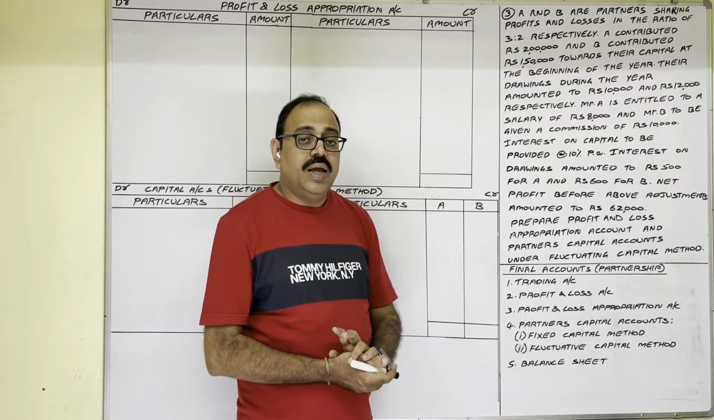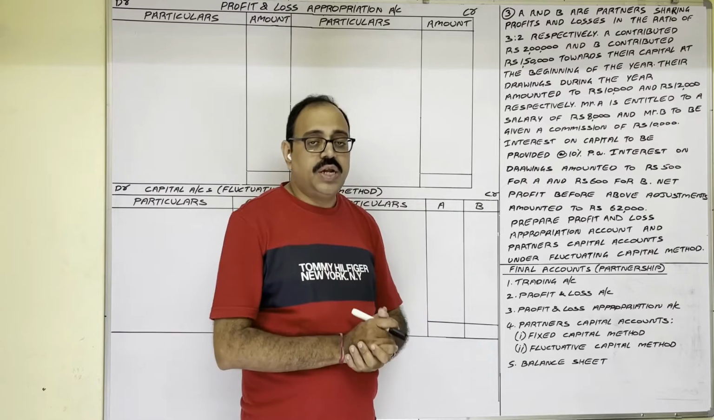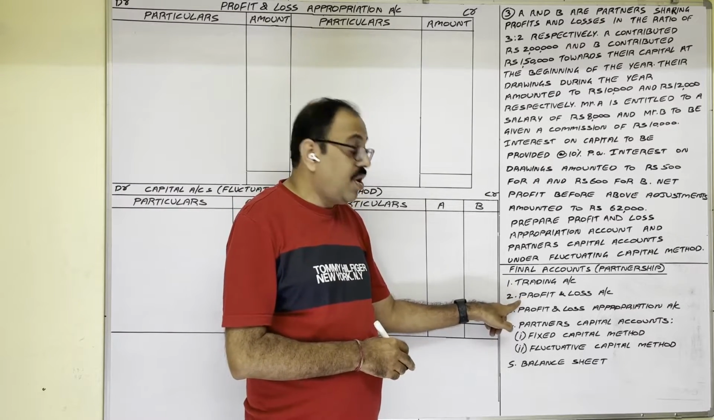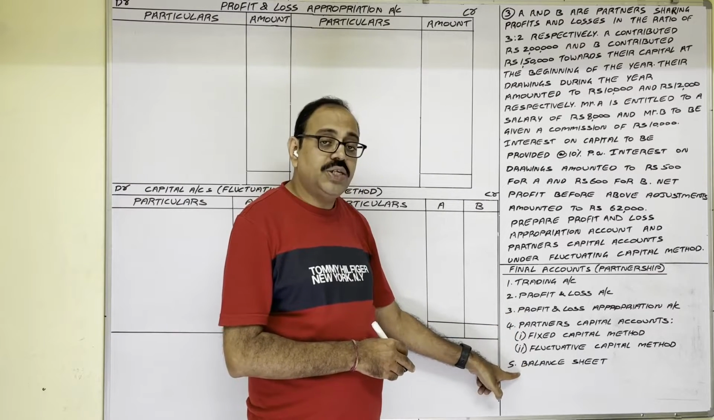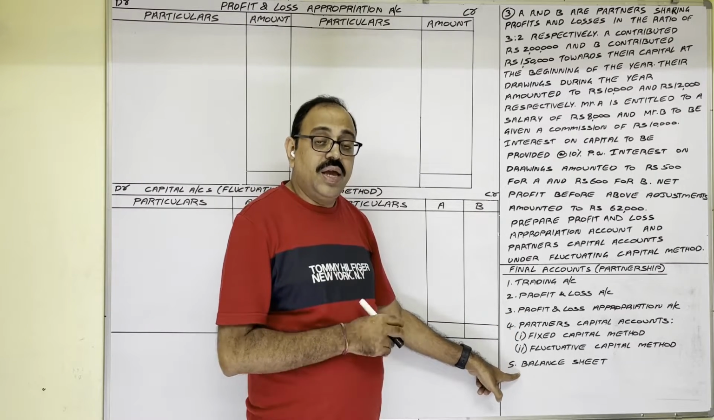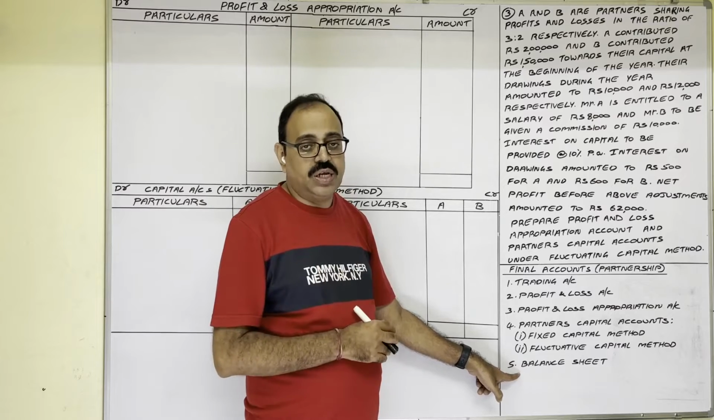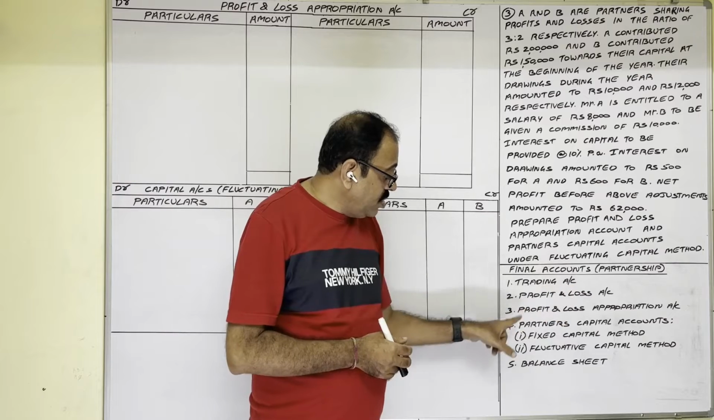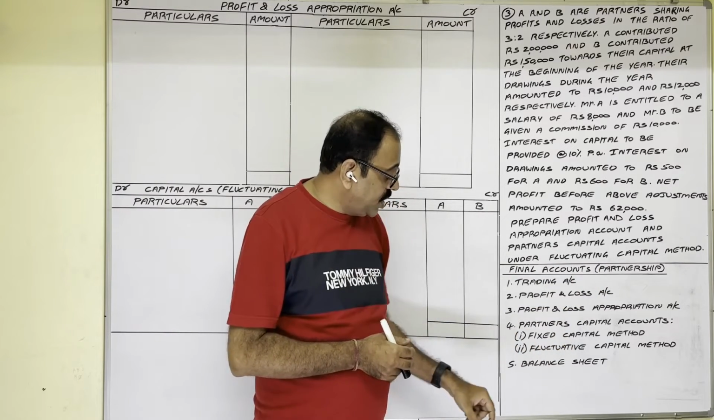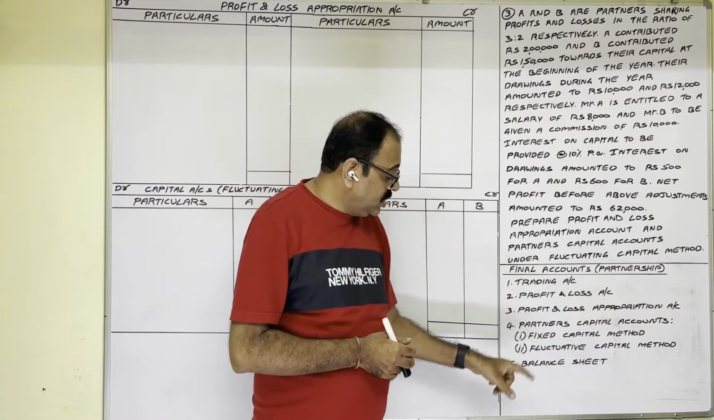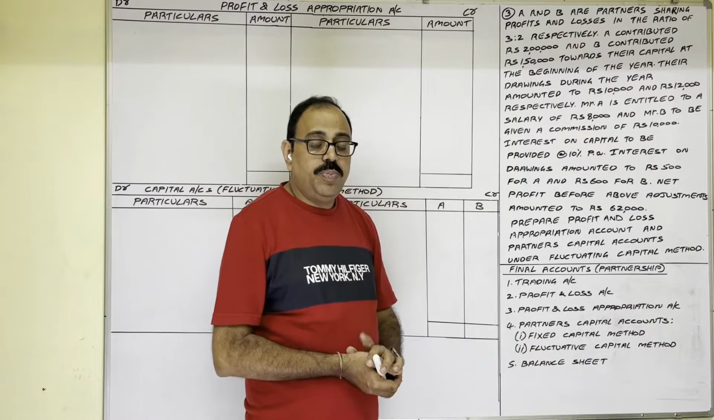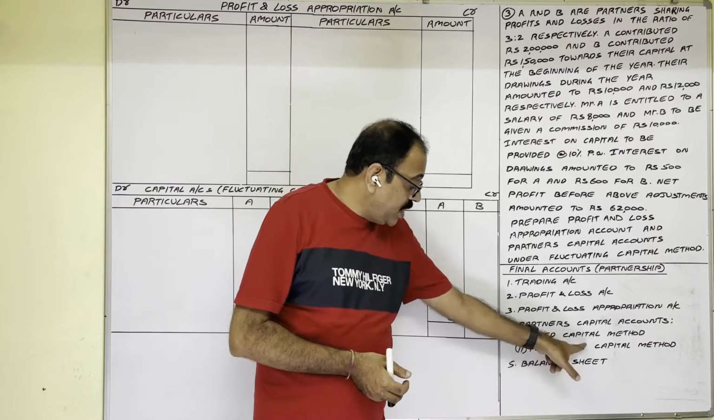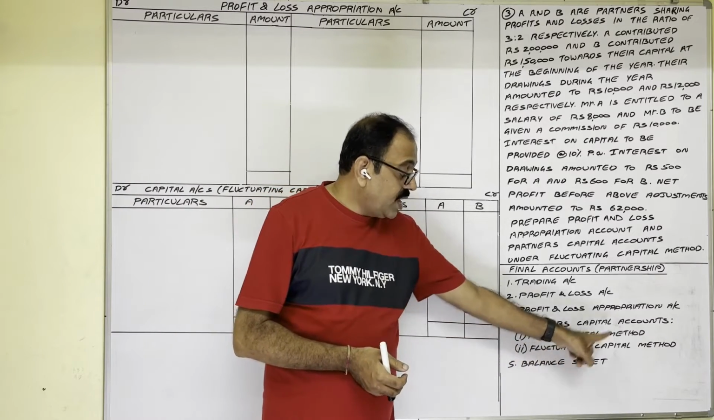First of all, recollect the final accounts of a sole proprietorship business. We used to prepare trading account, profit and loss account and a balance sheet. Similarly, in final accounts of a partnership business, we have to prepare these 5: trading account, P&L account, profit and loss appropriation account, partners' capital accounts, and finally balance sheet. To prepare partners' capital accounts, 2 methods are there: fixed capital method and fluctuating capital method.